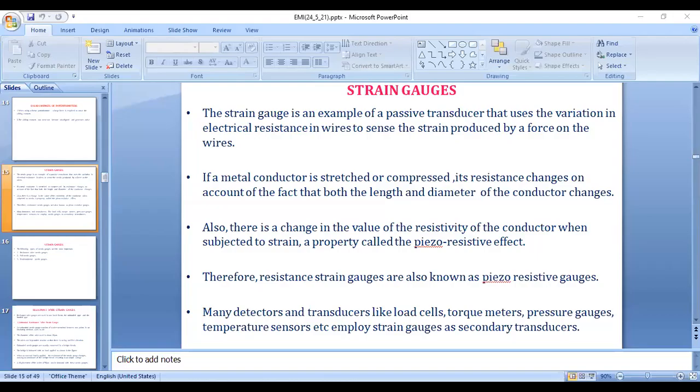Today's topic we are going to see strain gauges. Please tell me whether my screen is visible or not. Is it visible? Yes, sir. Okay, thank you.